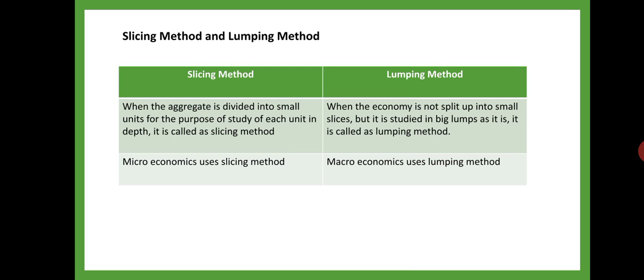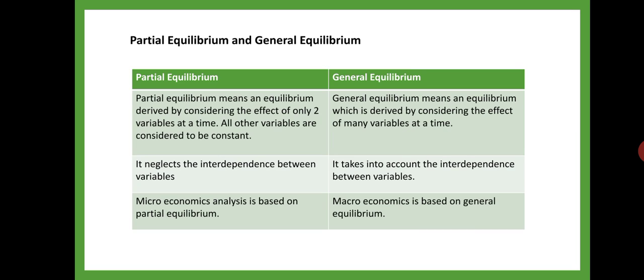Next is the lumping method, when the economy is not split into small parts, but is studied in big lumps as it is. It is called the lumping method. As it is you are studying, you are not making any partition, you are not isolating or separating it from the whole, then that is the lumping method. And as I said, slicing is used in microeconomics and lumping is used in macroeconomics. Next is partial equilibrium and general equilibrium. See, these all are the features of microeconomics and macroeconomics which can be asked for the distinguish of 2 marks. So I have explained it to you here.